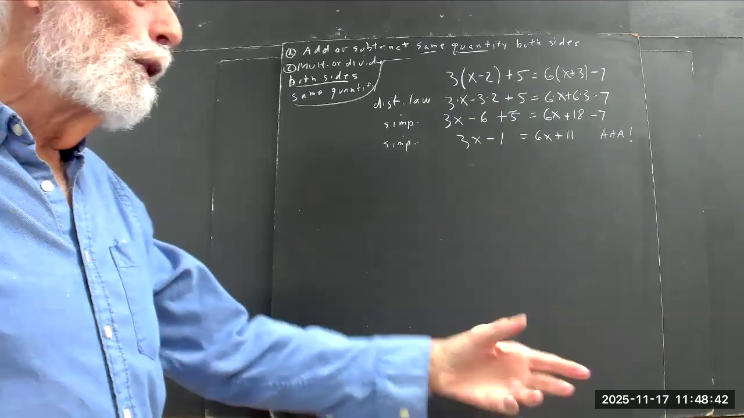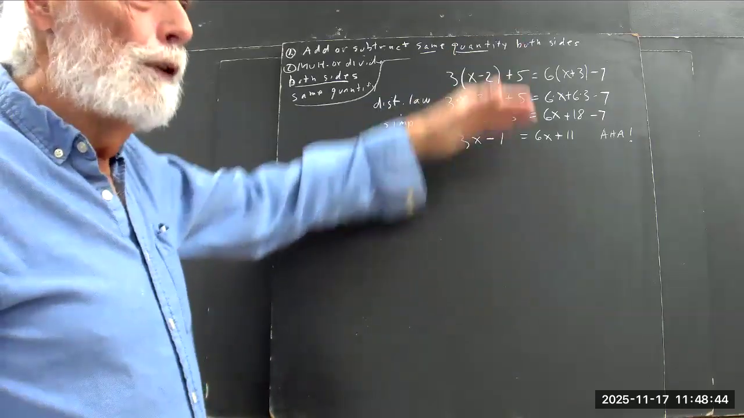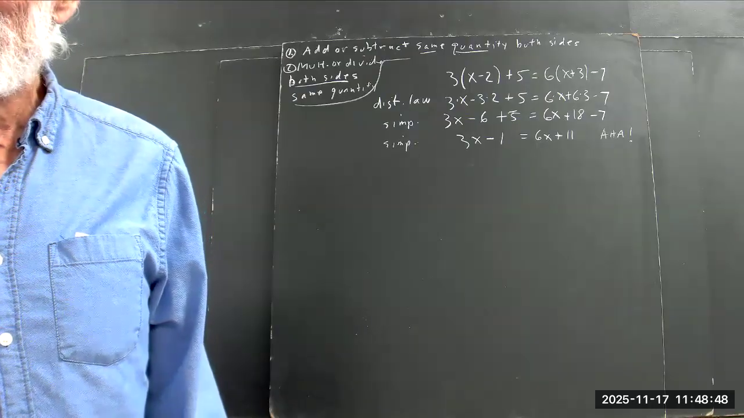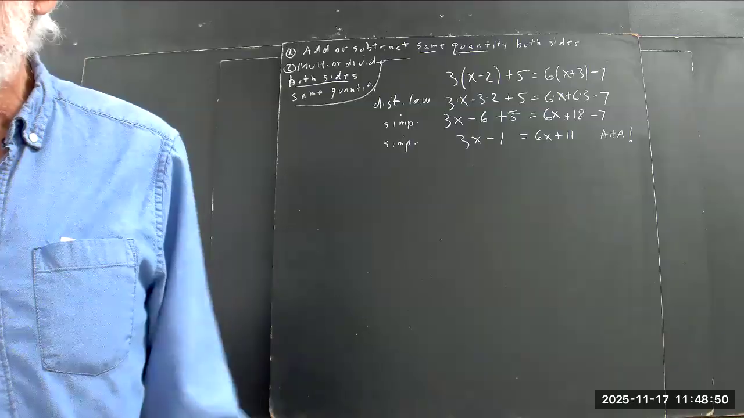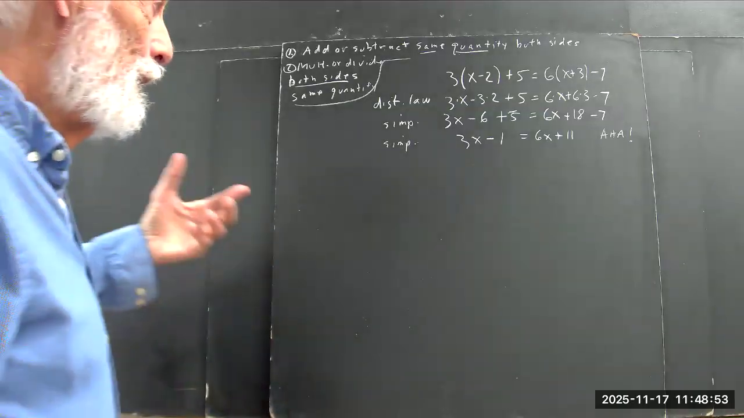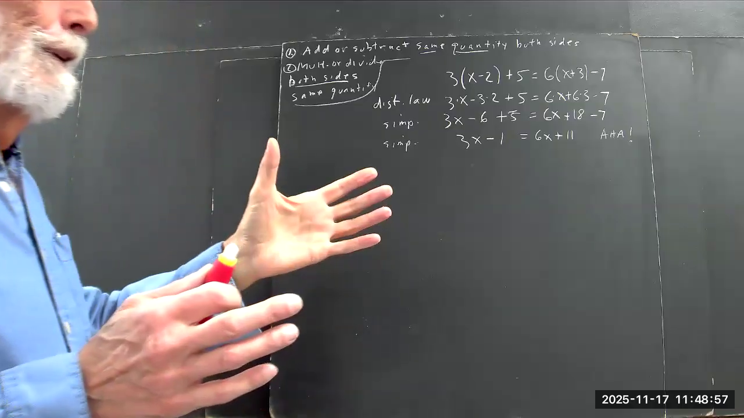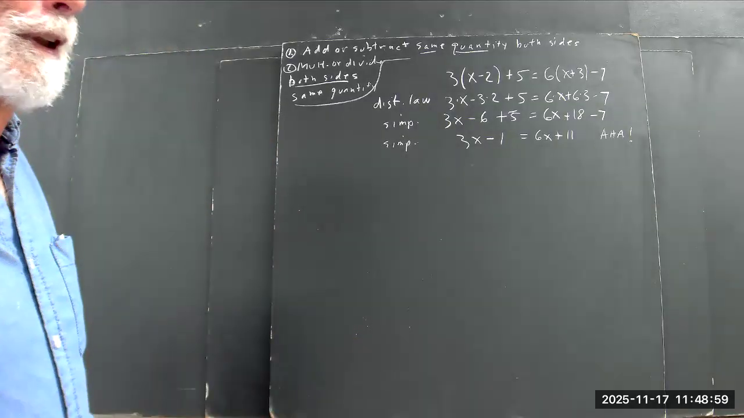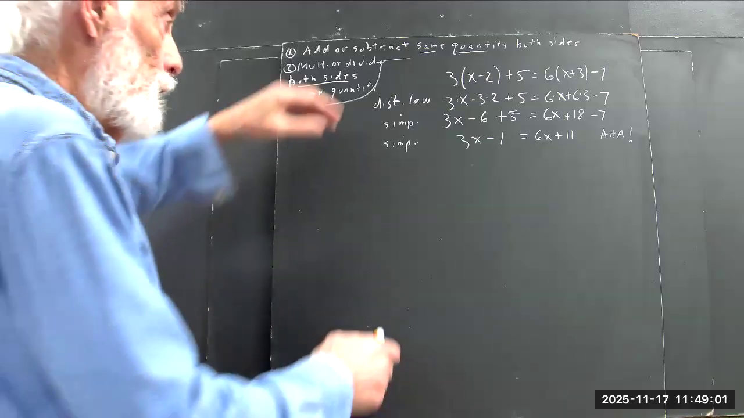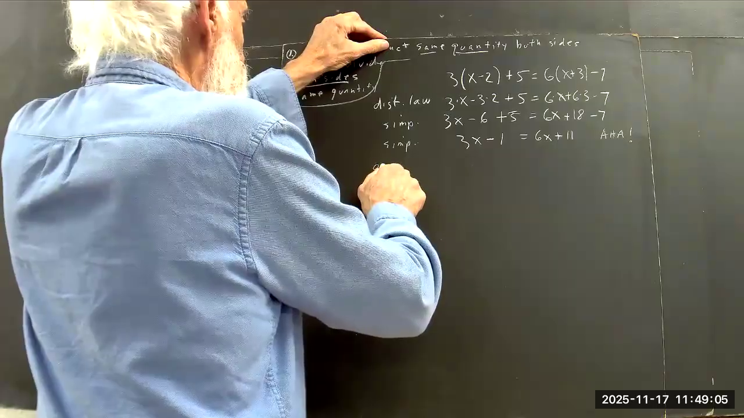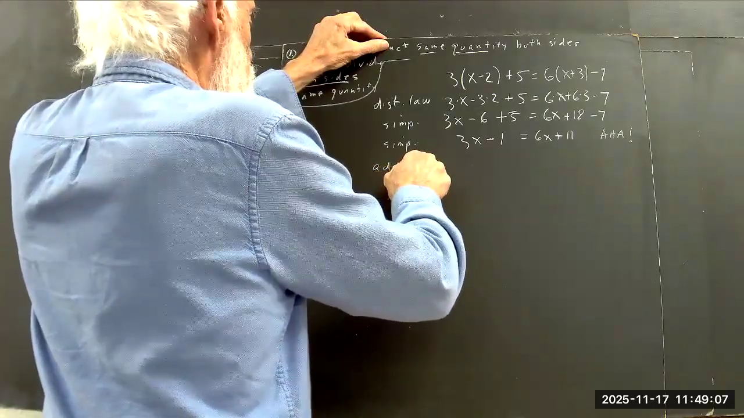Now, if you don't know that you're home free when you see this, if you do a few problems of this nature, you will know, okay? You'll begin to see how things funnel down into a simple solution. Okay, so we have 3x minus 1, so we're going to say add 1.